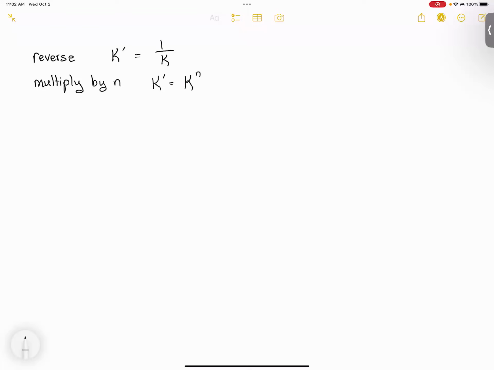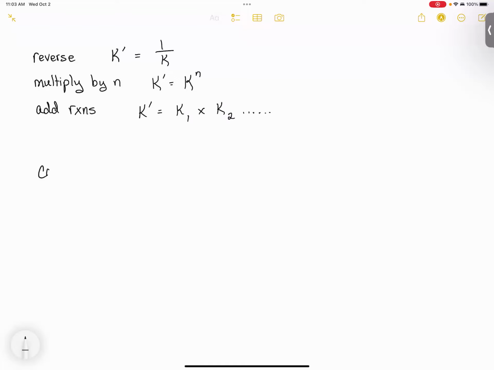And if we add reactions, then the new equilibrium constant is going to equal the equilibrium constant for the first reaction times the equilibrium constant for the second reaction, and we could continue. So I said I would pick up with a couple of examples. Let's look at this question here.